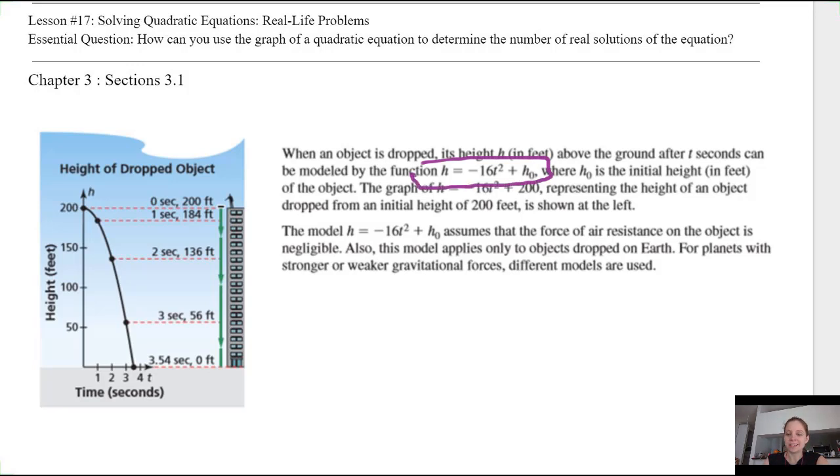Okay, so for this lesson, you're expected to plug information into this formula. On the regions, I would not expect them to have you know this formula, but for lesson 17, we're going to be using this formula a lot. We're going to be given initial heights that something is dropped from, and we're going to be plugging that into that h sub 0 value.